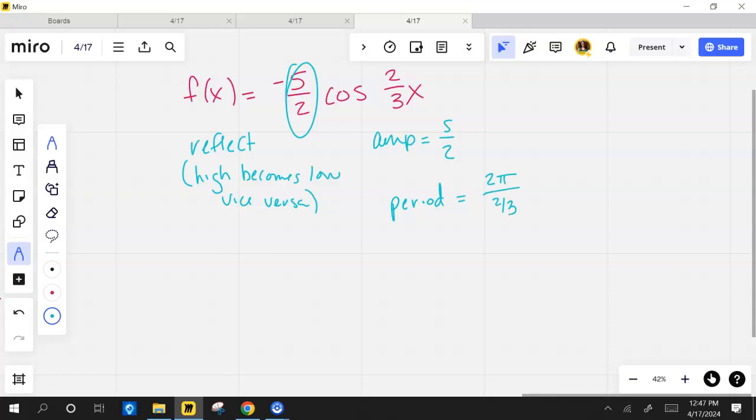2 pi over b, sit up, Logan, sit up. Which is 2 pi times 3 over 2, which is gross.